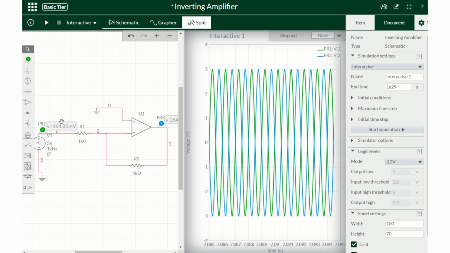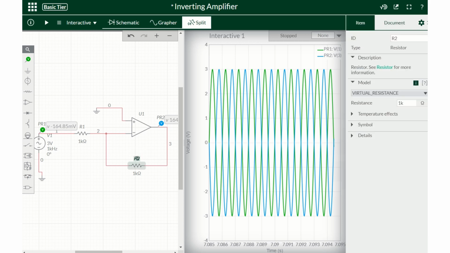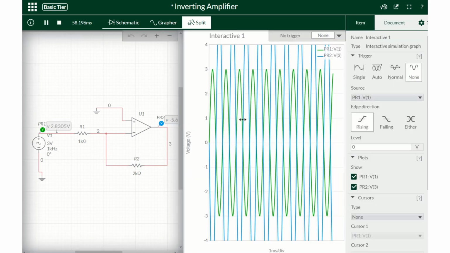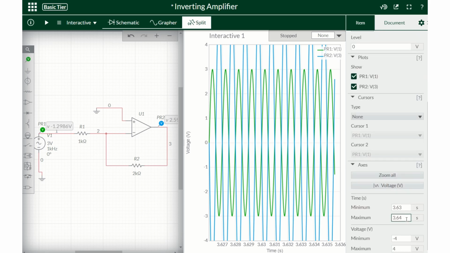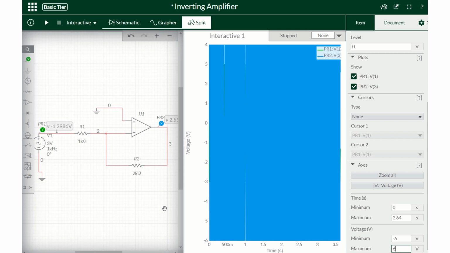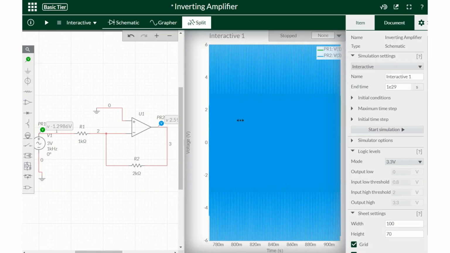Now if you want to get a different voltage, say if I change the R2 resistor to 2K, what happens? If we run it, now you'll see that it has changed. And if we pause it, now you see the input voltage still remains 3 volts, but the output voltage went up. And how much did it go up? You can change it here from the voltage. See, if you want to put -6 to +6 and plot it and zoom in, you can just do that.